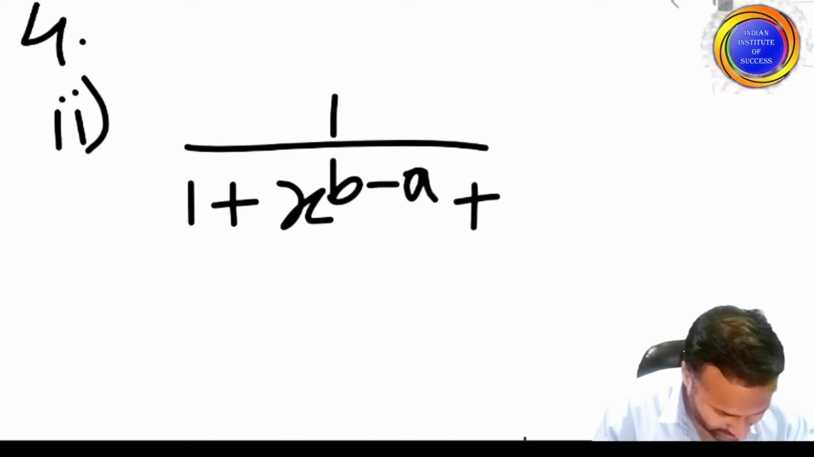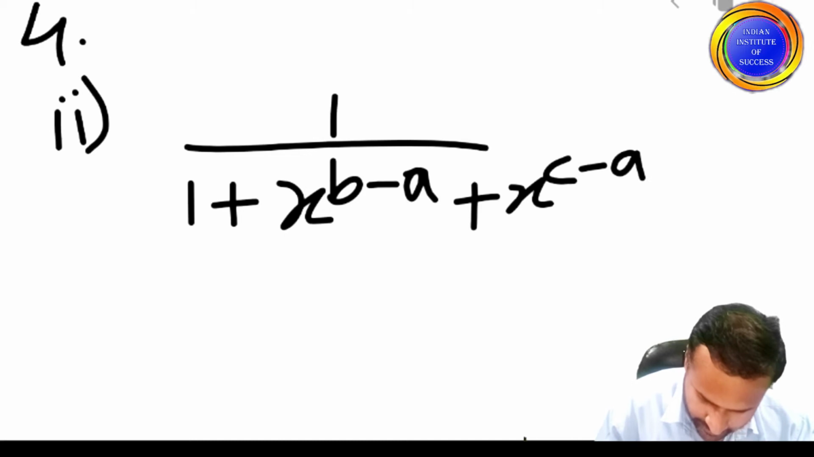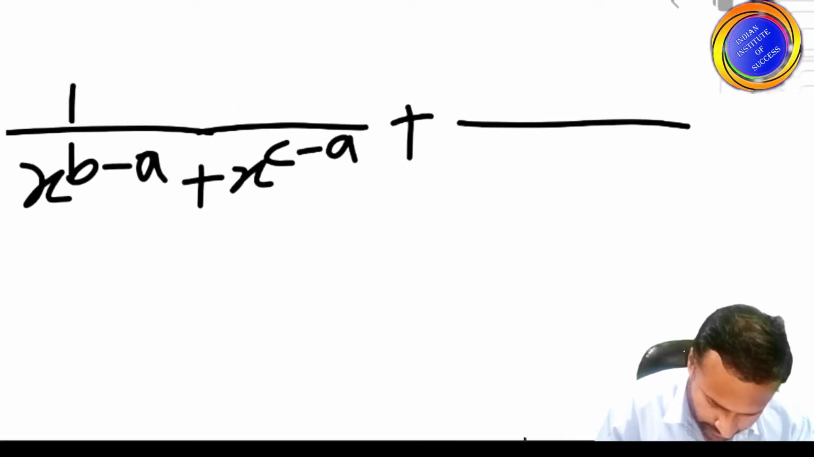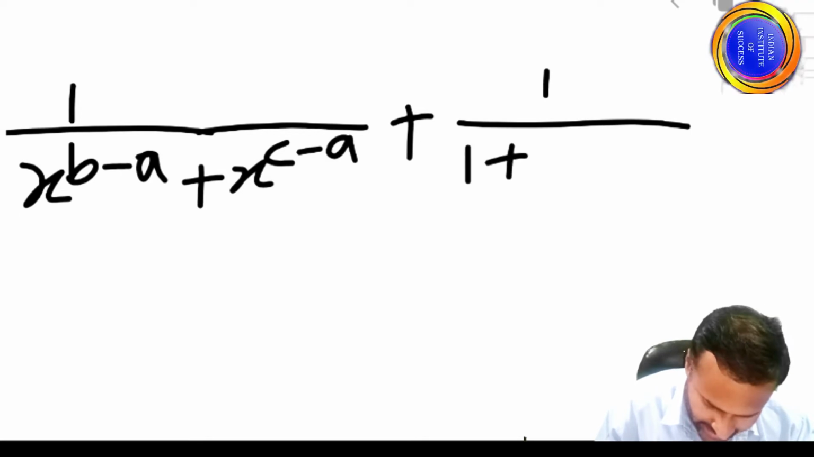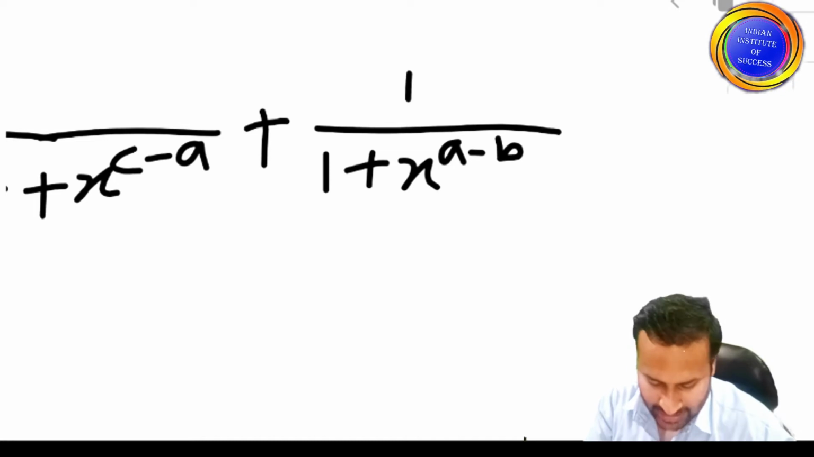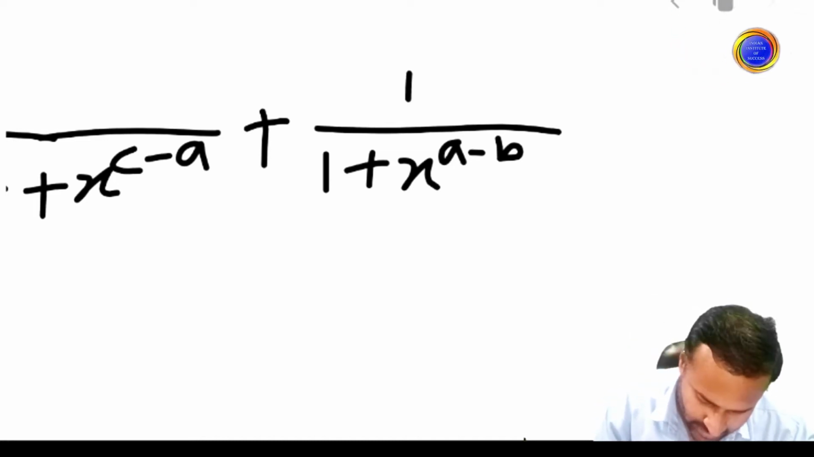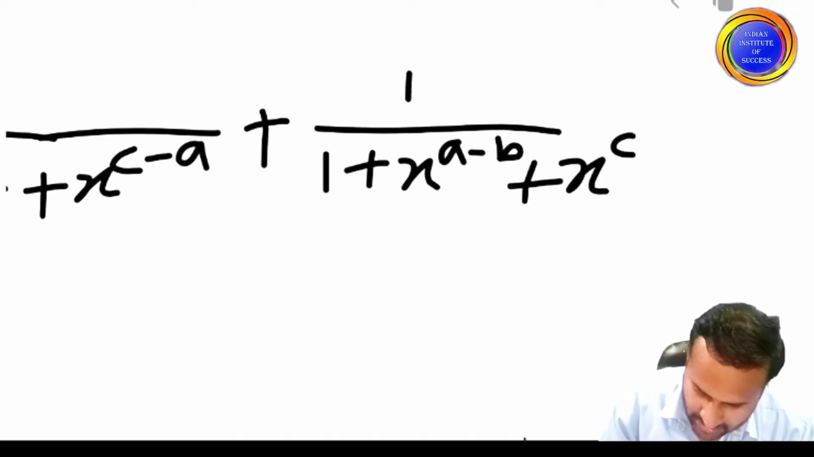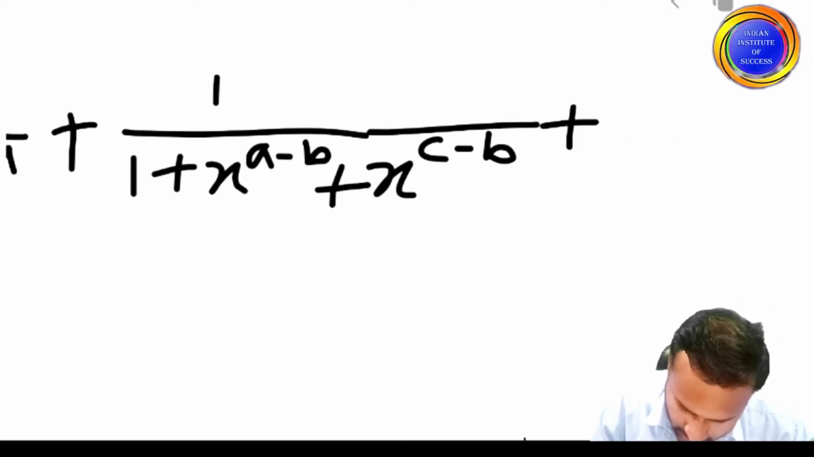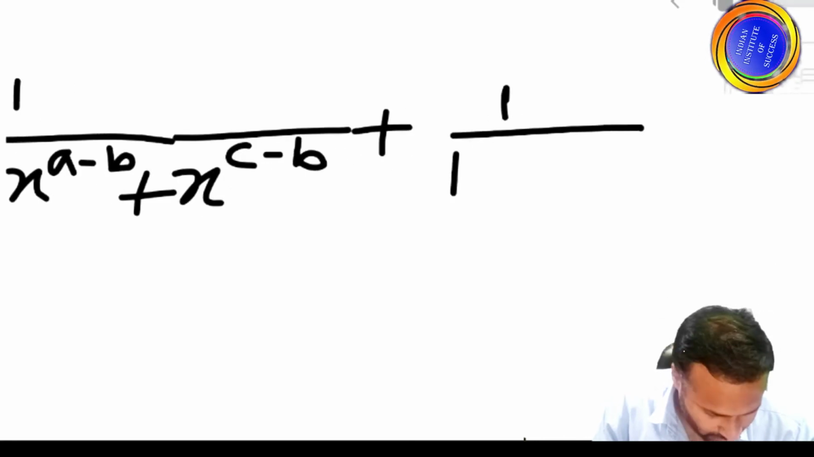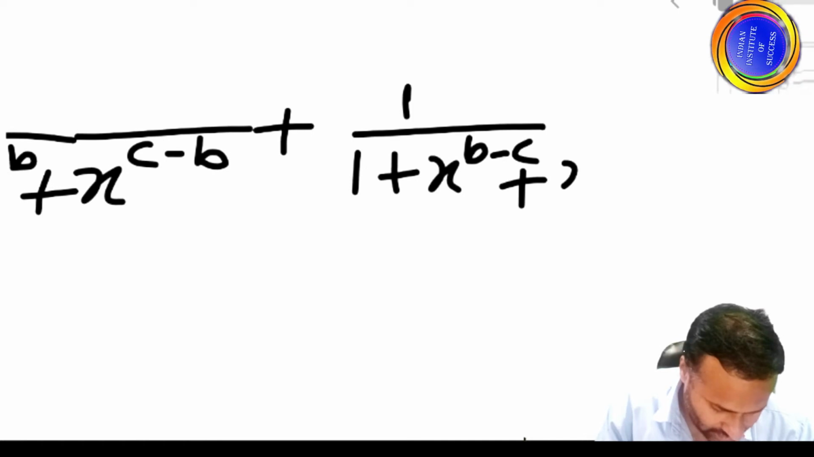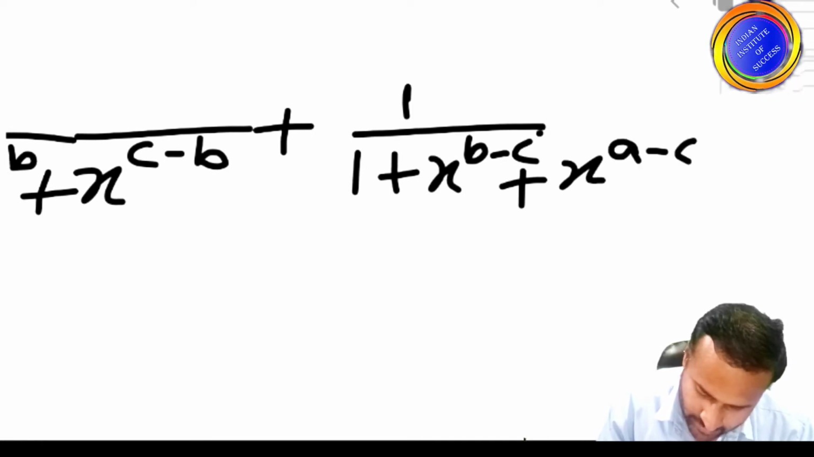plus x raised to power c minus a, plus 1 upon 1 plus x raised to power a minus b plus x raised to power c minus b, plus 1 upon 1 plus x raised to power b minus c plus x raised to power a minus c, equals 1.